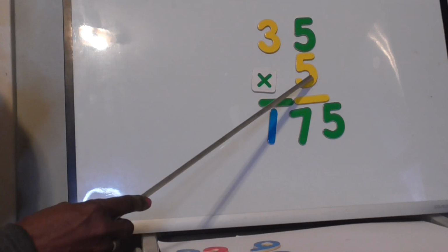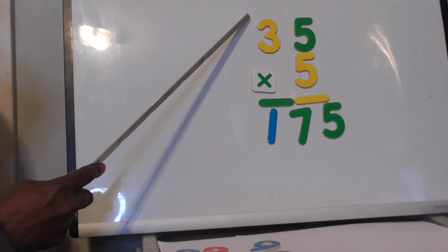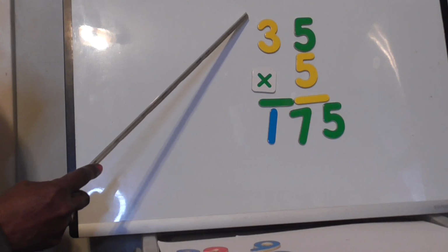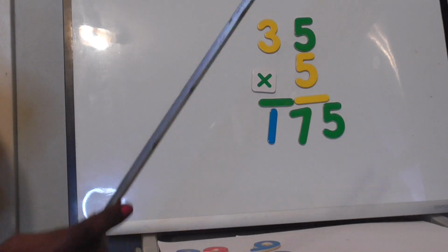How do we do that? 5 times 5 is 25. You put the 5 here. You add a 2 here, because that was in the tens column. 3 times 5 is 15, plus that 2 is 17, so the answer is 175.